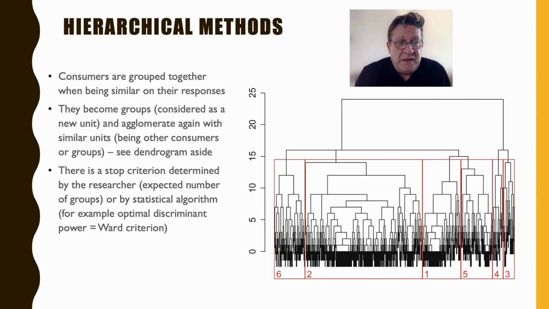Those stop criteria could be determined either by the researcher, who will tell how many groups are expected at the end of the analysis, or by a statistical algorithm, for example, the Ward criterion, which is an optimization of the discriminant power of the analysis. Those criteria are very often available in the statistical software.